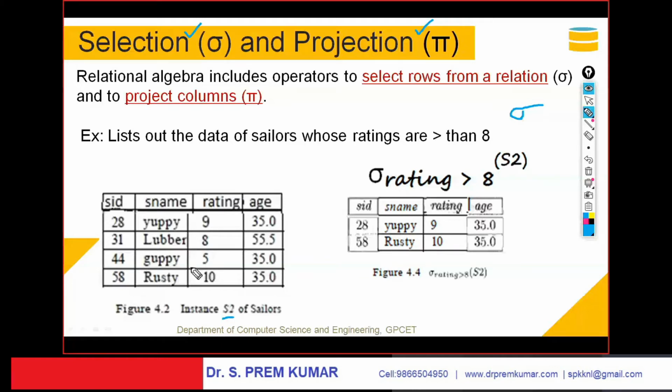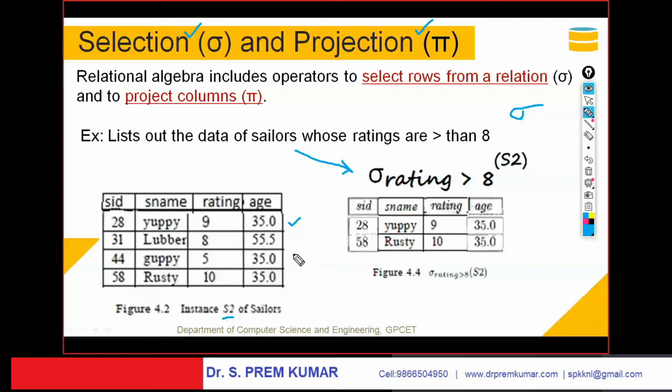Now listen carefully. If I say select, this is the symbol, select. Observe this point carefully, all of you. Select rating greater than 8 from S2. The output of this is that you get Yuppy and Rusty. You get the complete data of Yuppy and Rusty.